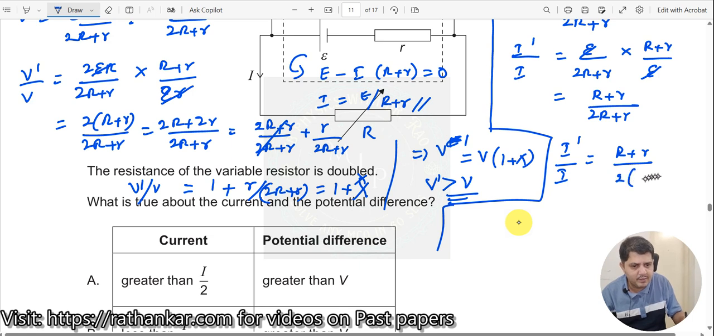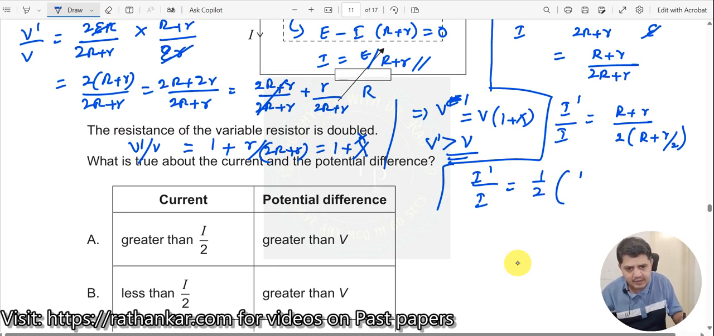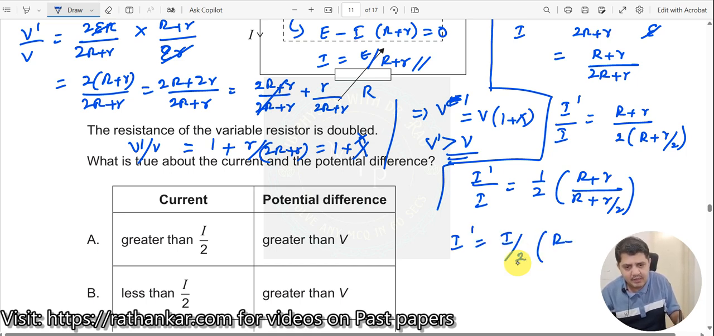Why do I take 2 common outside? It will be relevant to you now. R plus r by 2. I'll write like this. In other words, I dash by I is equal to 1 by 2 into R plus r divided by R plus r by 2. Or I dash is equal to I by 2 into R plus r divided by R plus r by 2.